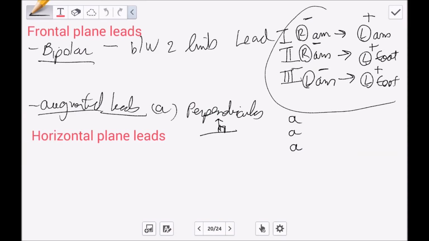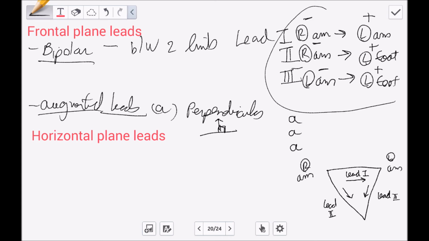Actually, I'm just going to rewrite the triangle. So I'm going to redraw the triangle here, okay? I'm going to redraw Einthoven's triangle. So this is lead 1, this is lead 2, and this is lead 3. All right, and remember the flow of this. Right, so this is the right arm, this is the left arm, this is the left foot, just for reference.